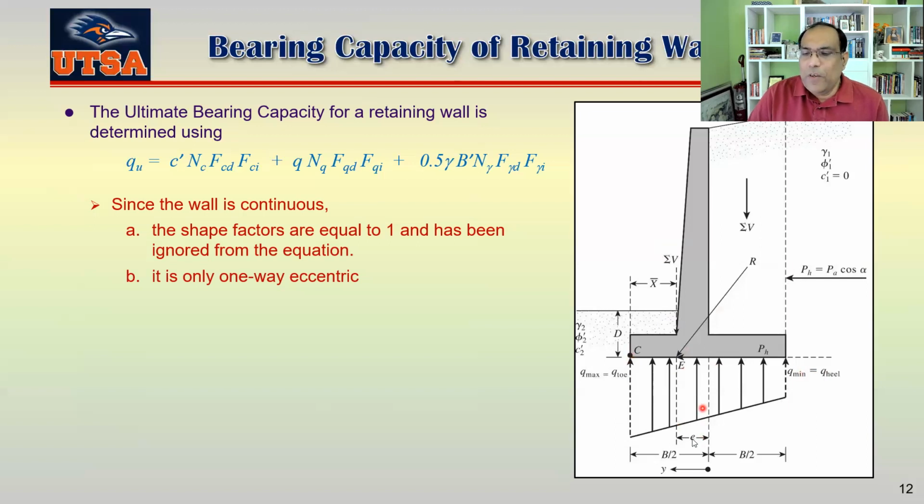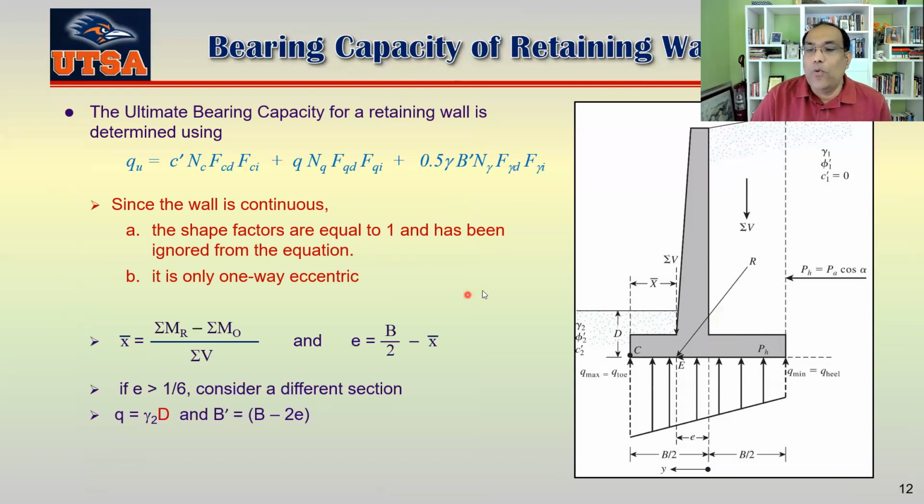Now, if your E is greater than B/6, then this one will be less than 0. At B/6, this one has to be 0. So if we see that Q min is 0 or less, then we have to change the size of the wall. Maybe we have to increase it a little bit more on this side. Now, how can we find out this X bar here?